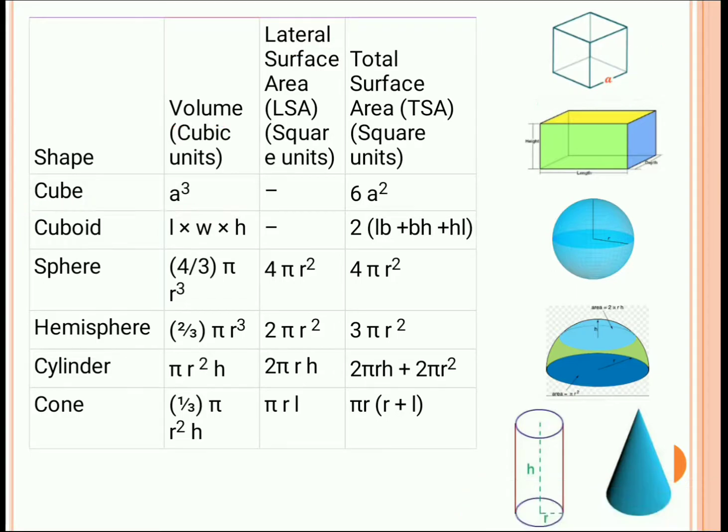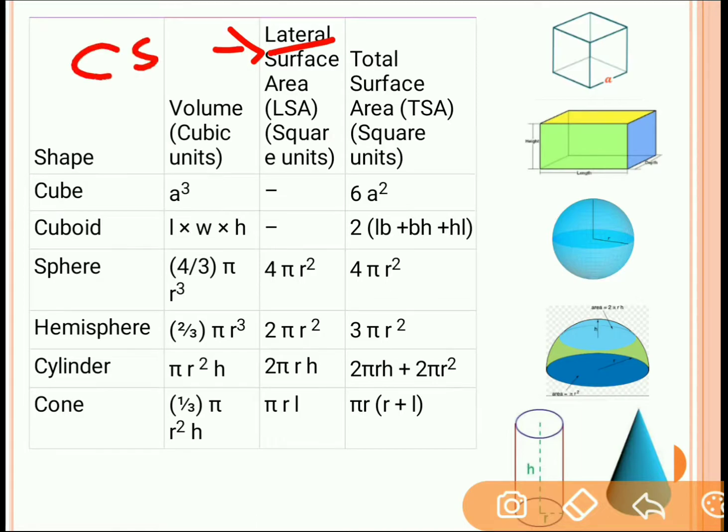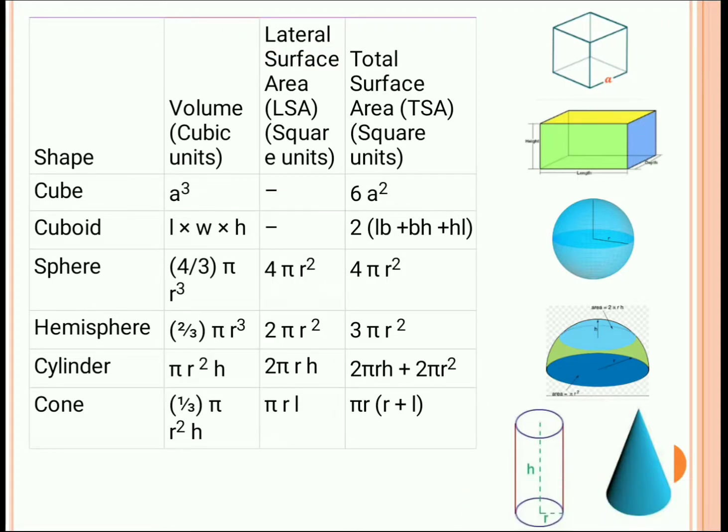Lateral surface area is also considered as curved surface area. So another name for lateral surface area is curved surface area. Now there is no curvature in the case of a cube, so there is no lateral surface area for a cube. And total surface area is what? The area of all the sides. In a cube there are a total of 6 sides. If we take the summation of all 6 sides of the cube, each side is a square, and the area of a square is a square, and there are a total of 6 squares in a cube. So total surface area is 6 times a square.